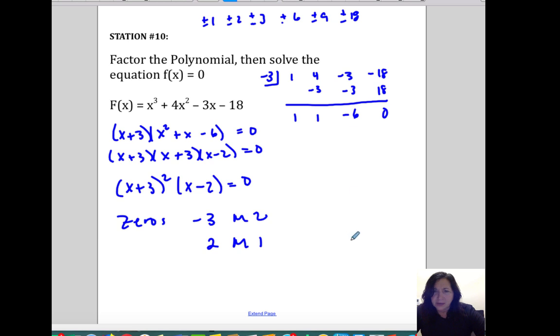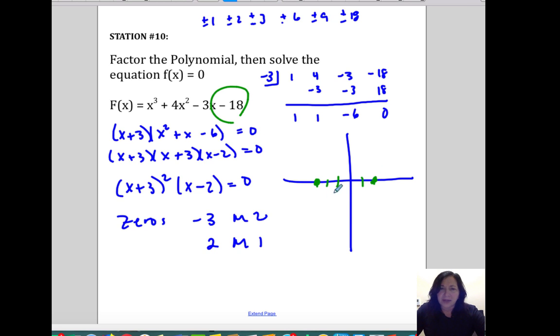And that means that my graph, if I chose to graph it, which I might as well, I have a 0 here, and I have a 0 at 2. What's my y-intercept? -18, so way down here. It's a cubic, so remember it's going to be upright. So my end behavior is up, that goes down, so that means it's positive. So we're going to go up this way.